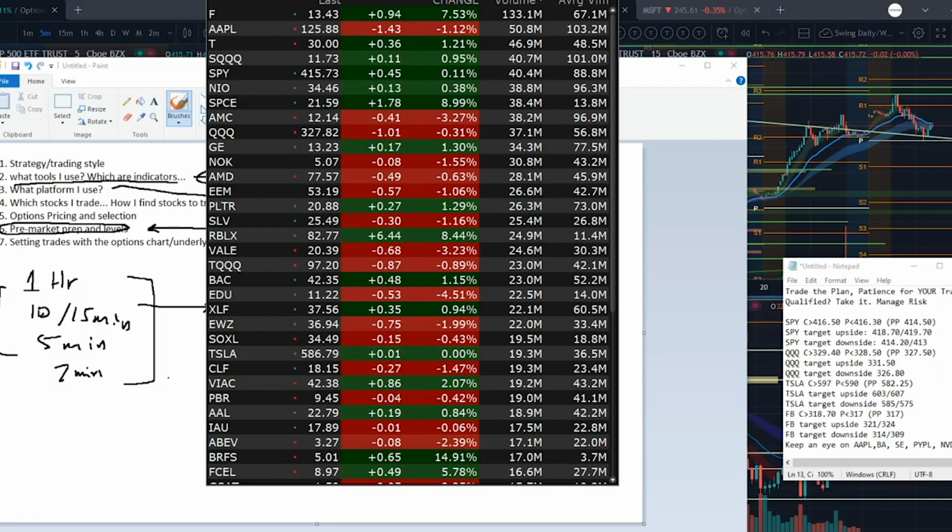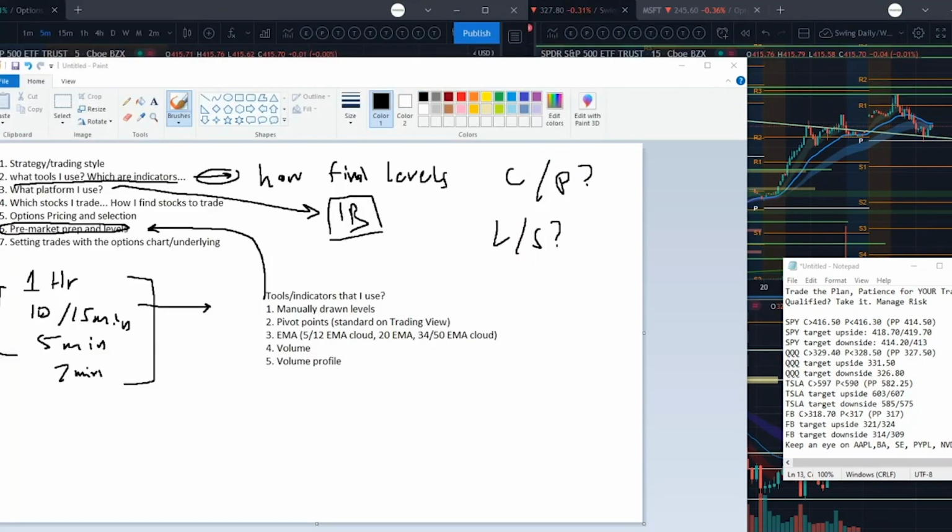But typically the ones that I lean towards are going to be SPY, triple Qs, Tesla, and then some of the FANG. And if there are different things here and there, then I'll take a look at them and consider them as well. So that's pretty much how I find moving names.